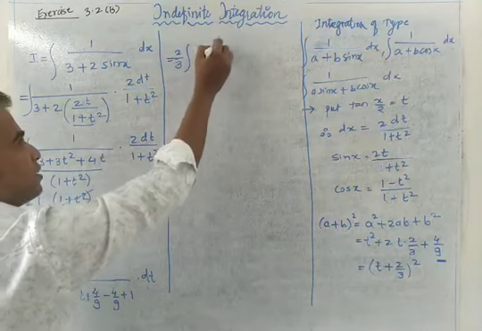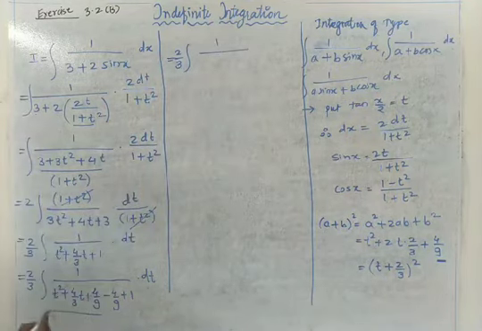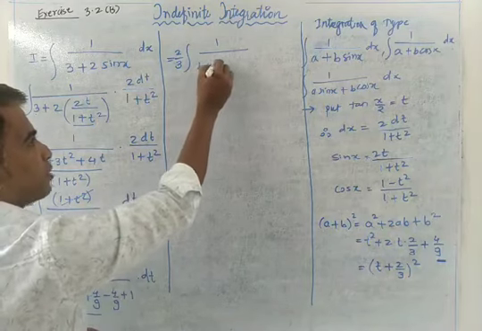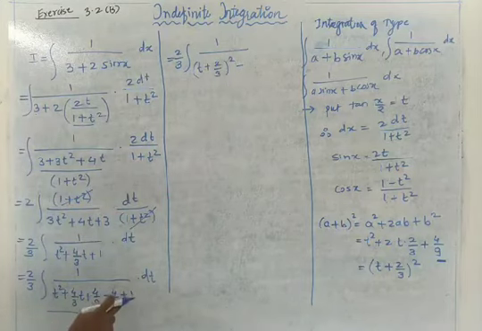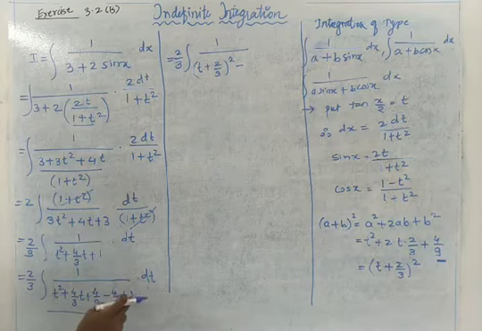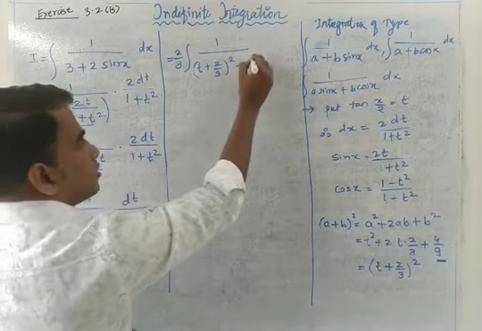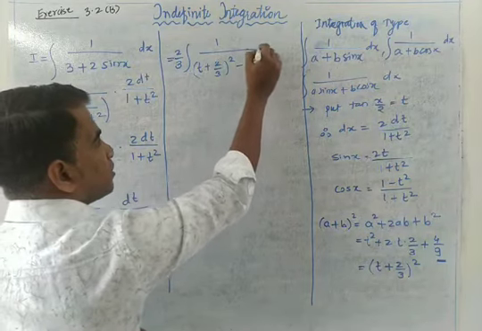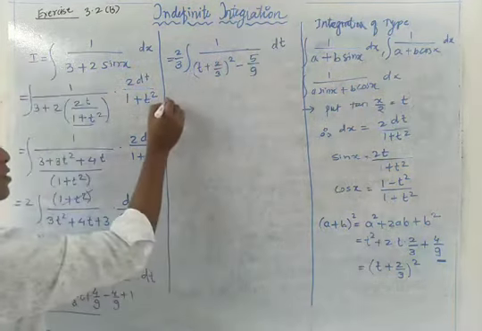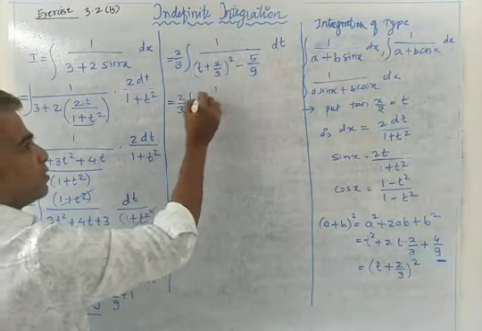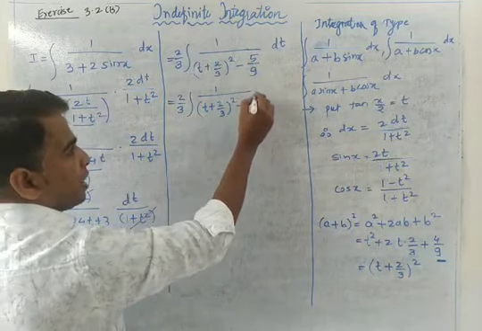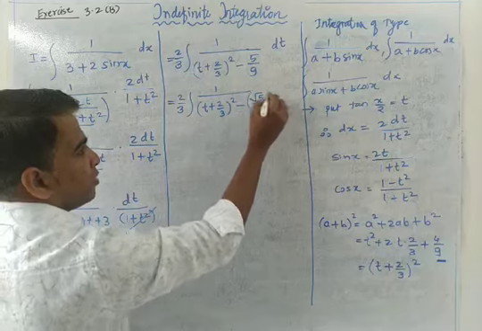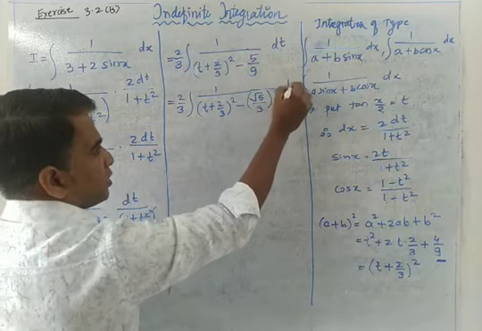2 by 3 integration 1 upon... Now this first part is related to bracket t plus 2 by 3 bracket square minus 4 by 9 plus 9. If we simplify this, you will get minus 4 plus 9, and minus 4 plus 9 is plus 5 upon 3 plus 5 upon 9 dt. Now 2 by 3 integration 1 upon (t plus 2 by 3) bracket square minus, writing as a square term, (root 5 upon 3) whole bracket square dt.